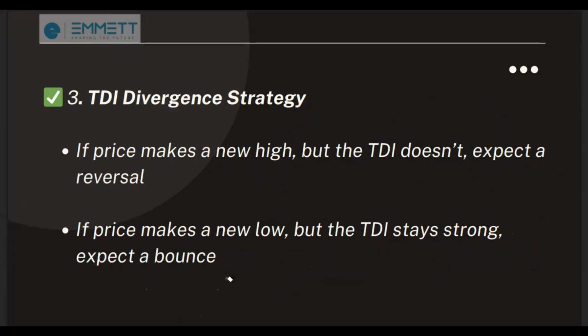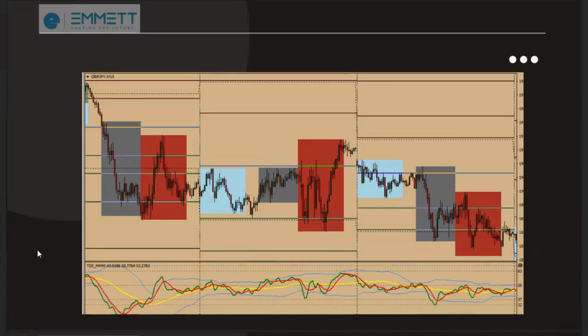So far, so good. So let's look at something else, or rather some examples of how to use TDI divergence, okay? So here we have an image of pound yen, and I want you to be really keen on what I'm going to do here, right?